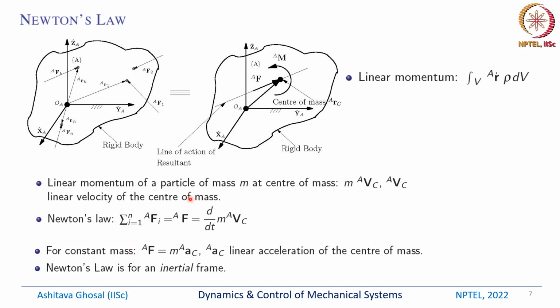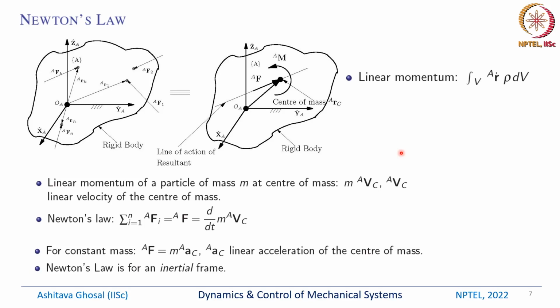One important thing to remember is that Newton's law, this expression, is valid for an inertial frame, meaning that this A coordinate system must be an inertial frame. And if you go back to your undergraduate or even high school physics, there is no such thing really as an inertial frame. An inertial frame is, in a simplistic way, something which is not rotating. So what is an inertial frame?